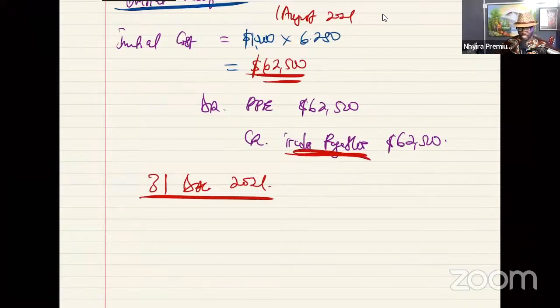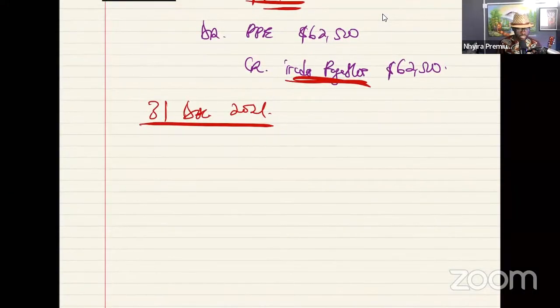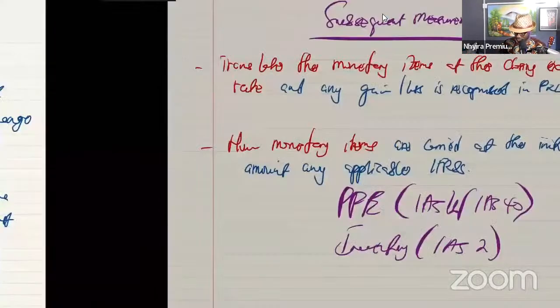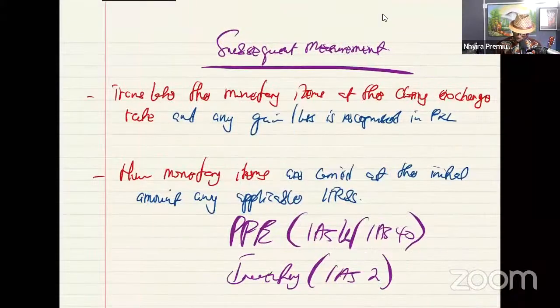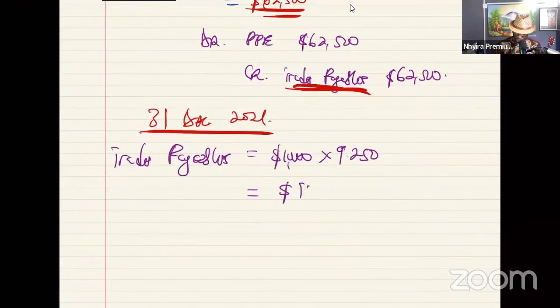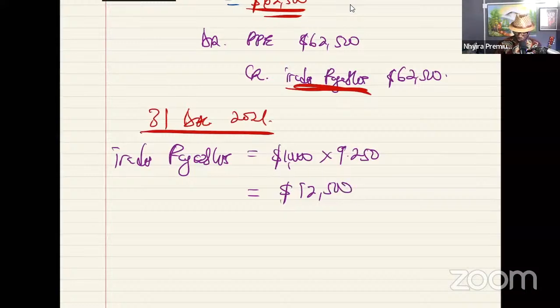On the day that you bought the asset, you owed them 62,500. But at the year end, you've still not paid it. So let's get the amount of outstanding trade payables at the end of the year based on the exchange rate. We still owe $10,000, but our exchange rate is now 9.250. And because of that, it becomes 92,500. So that is the closing balance.